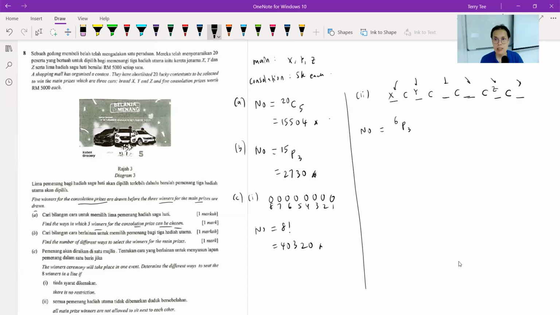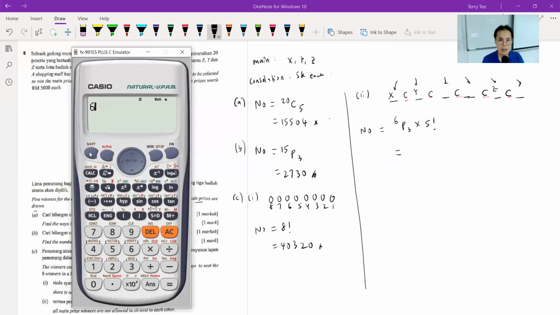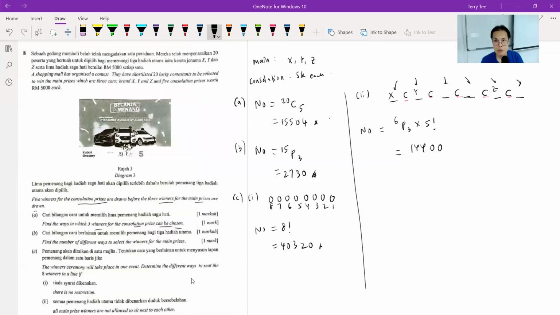So it's 6P3. Then we need to arrange the consolation prize winners. There are 5 of them. How many ways to arrange them in a row? 5 factorial. Okay, so let's use our calculator. 6P3 multiplied by 5 factorial. This will give us 14400.